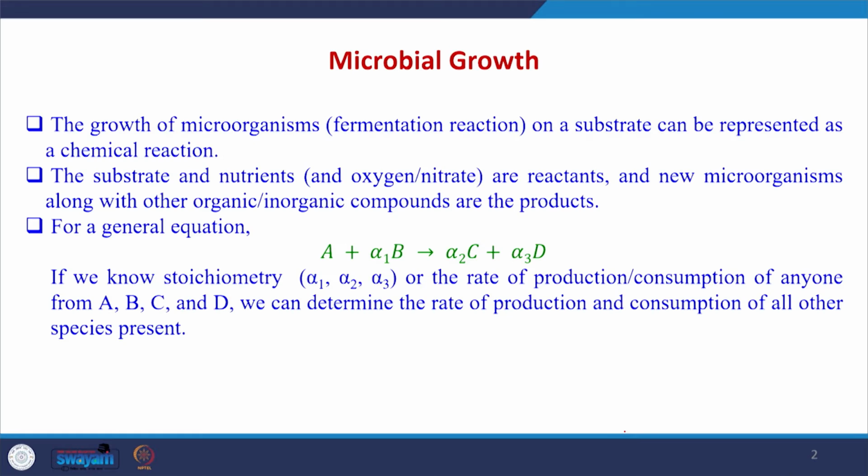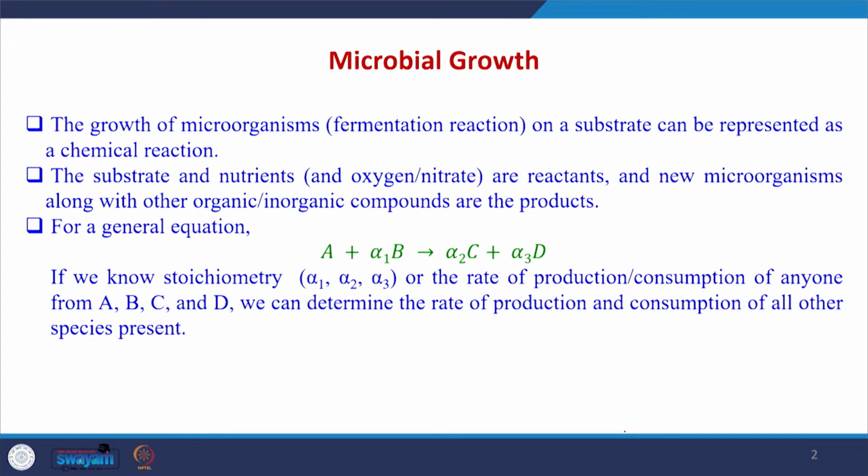So, we will start with some of the basics of reaction kinetics in general. For microbial growth, the microorganisms or the fermentation reaction or substrate utilization can always be represented by some chemical reactions, and during this microbial growth, the substrate, the nutrients, and oxygen or nitrate are the reactants, whereas the various products may be CO2, ammonia, etc. Along with them, new microorganisms get formed, and they are also products.